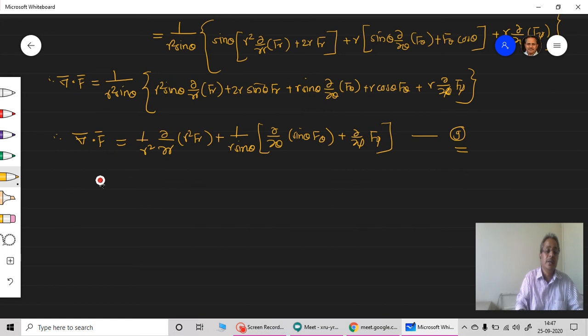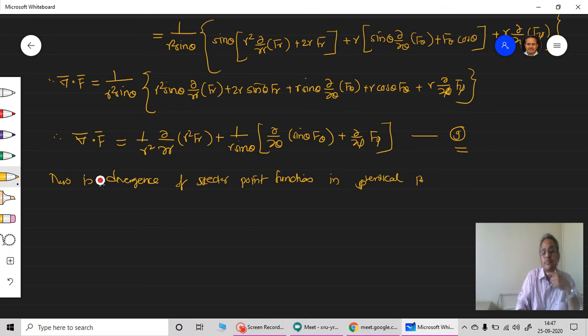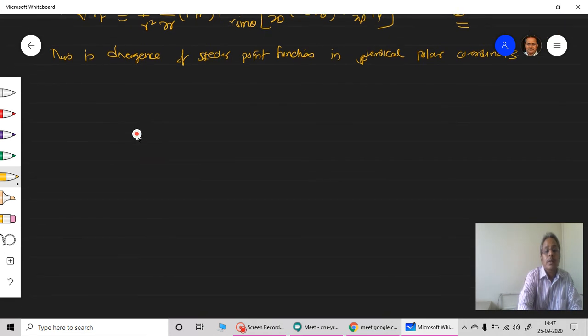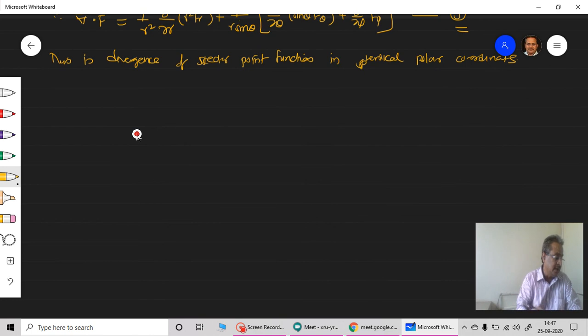This is said to be the divergence of a vector point function in the spherical polar coordinate system. Now the last two are remaining, that is curl and Laplacian.